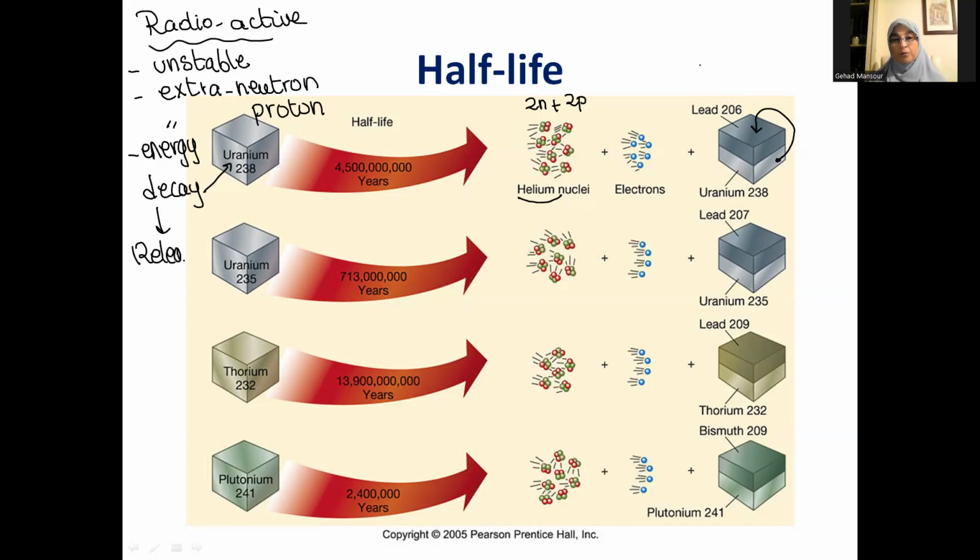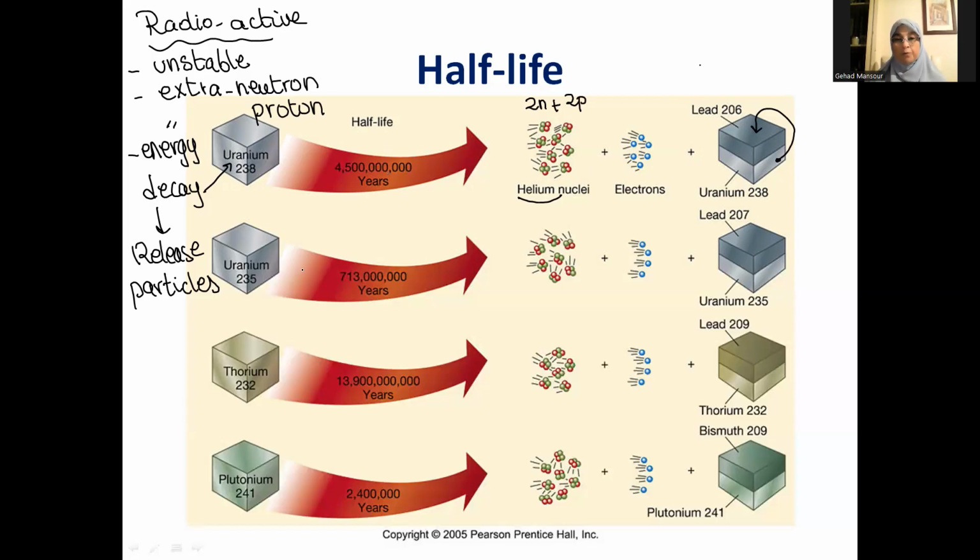And therefore, when those particles are released, the element is converted gradually into another element, and that other element is non-radioactive. The time needed for this to occur, for half this mass of uranium-238 to be converted into lead-206, is 4.5 million years.